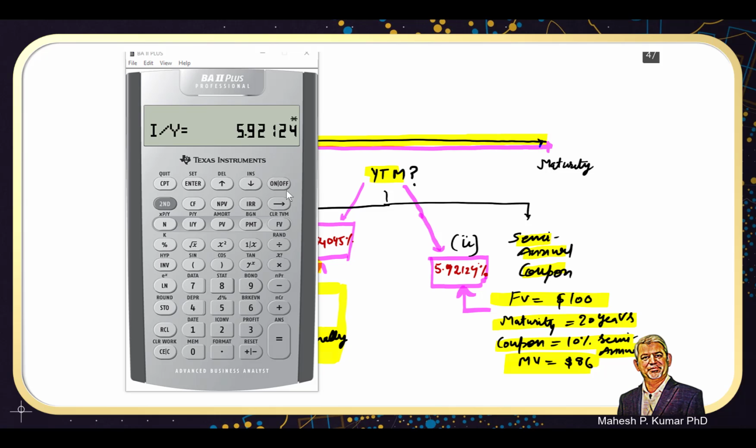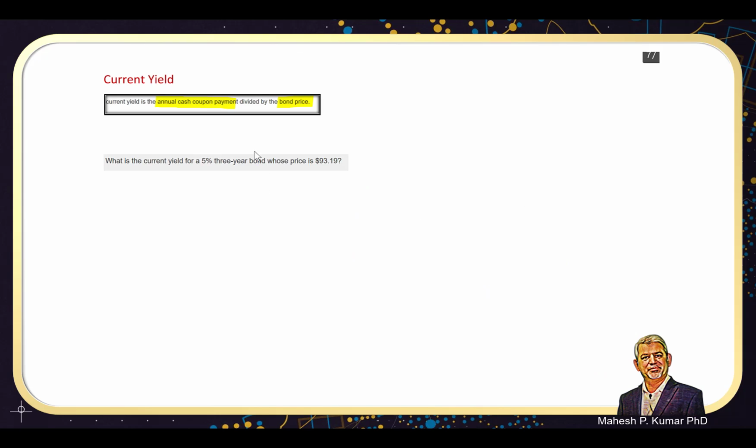These YTM calculations are the most popular yield measure that we are asked to calculate, but in addition to that we have certain other yield measures that we calculate, and let us now switch our discussion to current yield. Current yield of a bond is the annual cash coupon payment that we receive as an investor, and if we divide that by the price of the bond that we paid, that would be our current yield.